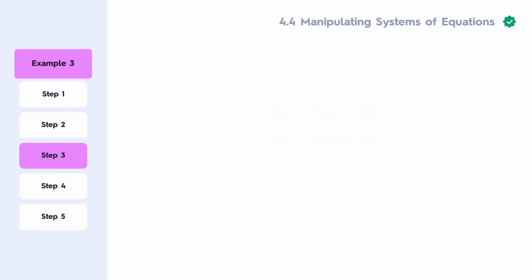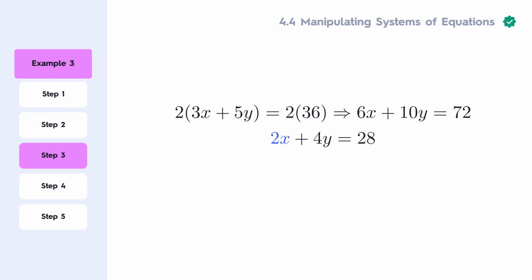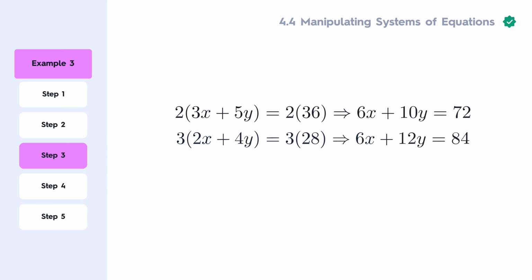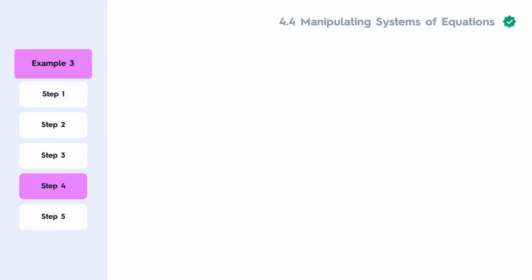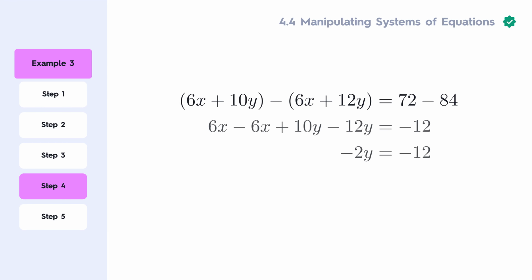To do this, we first need to manipulate the equations to have the same coefficients for one of the variables. Let's eliminate x by multiplying the first equation by 2 and the second equation by 3, so the coefficients of x will match. Now that the coefficients of x are the same, we can subtract the two equations to eliminate x. Let's subtract the second equation from the first. Then, we simplify. Now, divide both sides by -2.